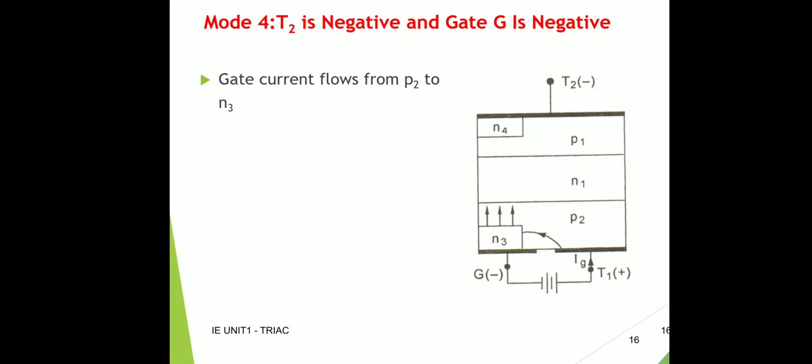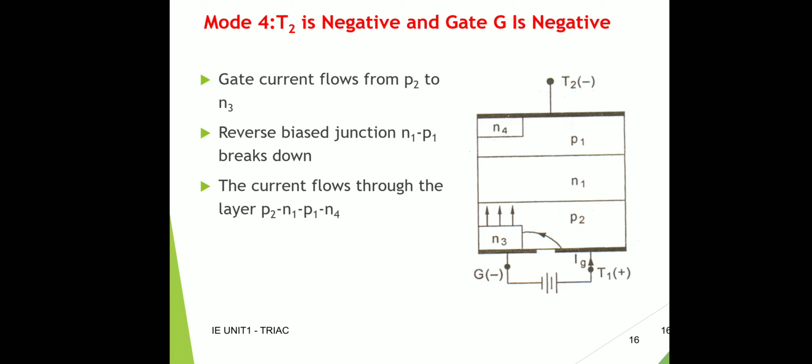N3 is connected to the negative terminal. This N3 layer is injecting electrons into the P2. So this is breaking the junction of P1 N1. That means the current flows through the layers P2 N1 and P1 N4. It is a little bit similar to mode 3. There the N2 layer is injecting the electrons into the P2. These injected electrons are breaking this N1 P1 junction, and the current conduction is P2 N1 to P1 N4.